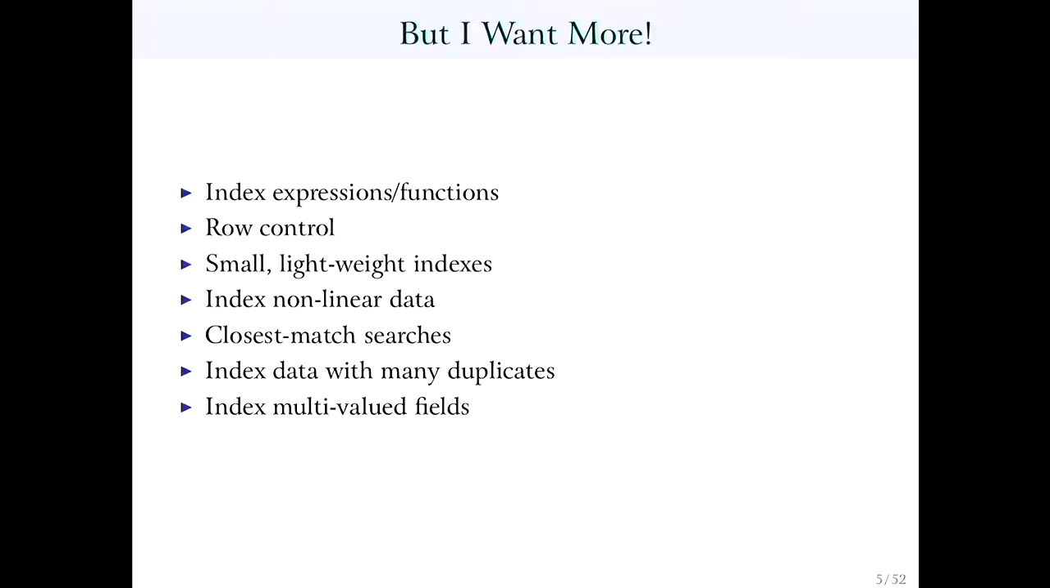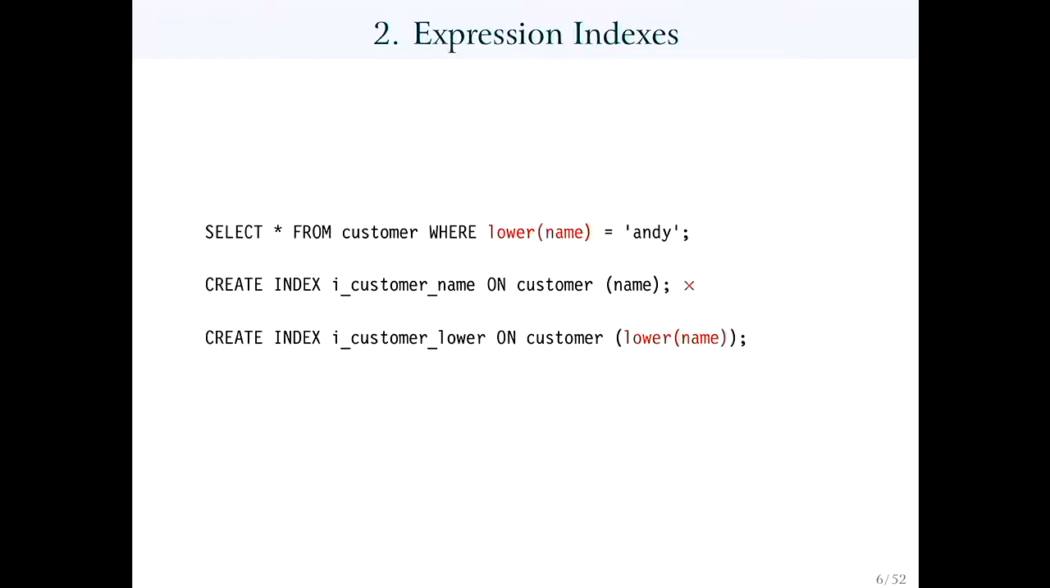You might want to index nonlinear data. Very hard to linearly represent a 2D space, right? I mean, by definition, 2D spaces are 2D. You might want to do something like closest match searches. This is kind of difficult to do in btree. You may want to index a lot of duplicates. Now, btree will index a lot of duplicates, not very efficiently. And you might want to do multi-valued fields, particularly something like a JSONB type. Again, you can see where btree doesn't really play too well in this area.